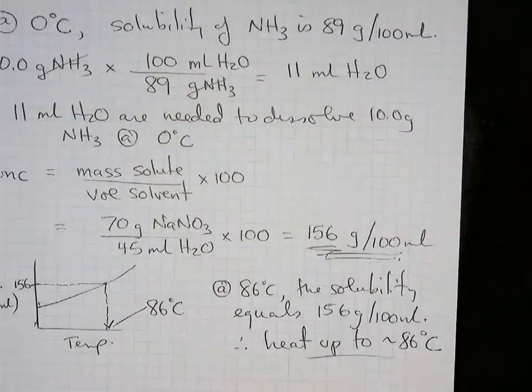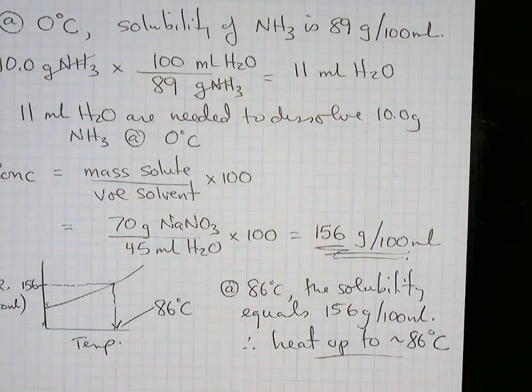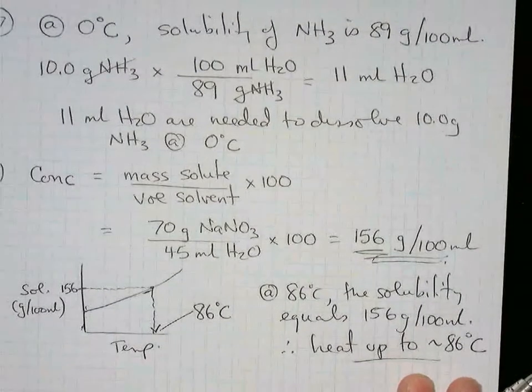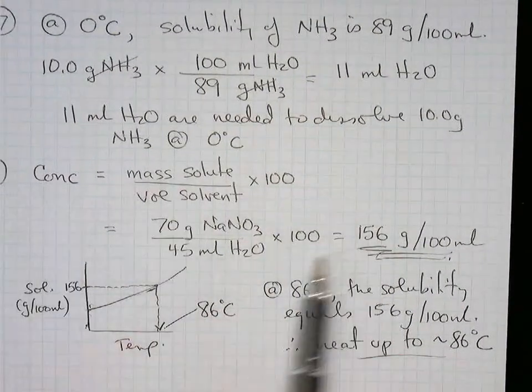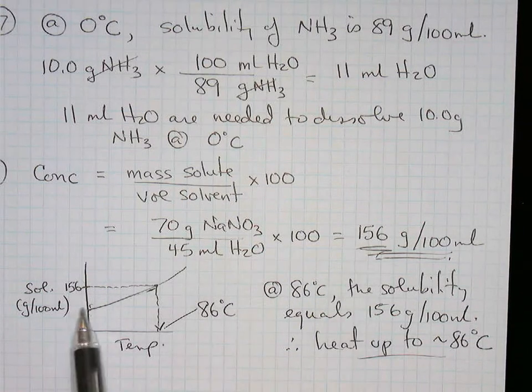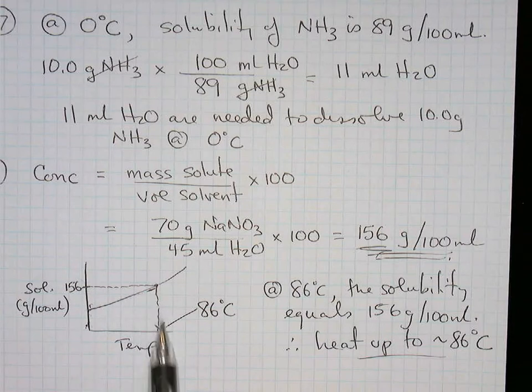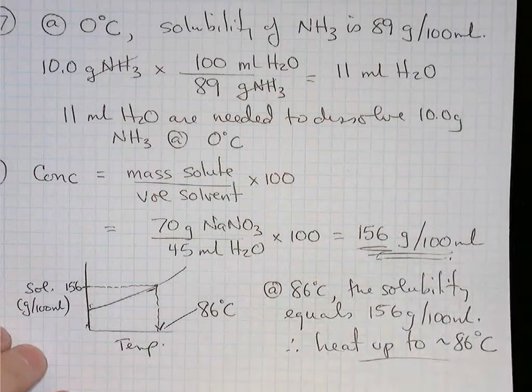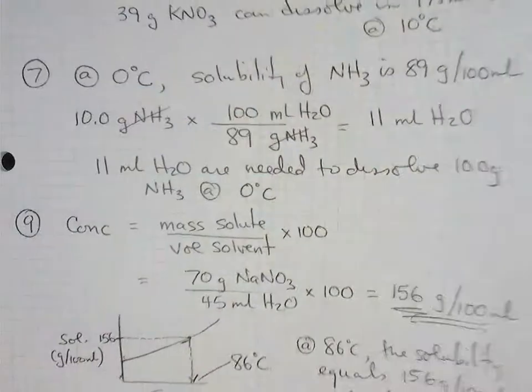If they heat up higher than 86 degrees Celsius, that will also work. But if they heat up below 86 degrees Celsius, any temperature below that, and the solubility is less than 156, they wouldn't be able to dissolve all of their salt. So there's the solution to the question. Find the concentration. Use that concentration as your solubility, and simply ask what temperature will the solubility equal that concentration. That's the temperature you need to heat up to dissolve all the salt.